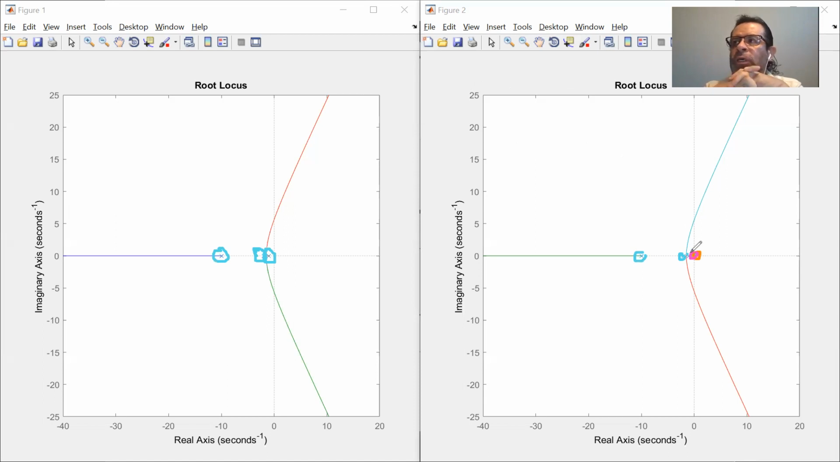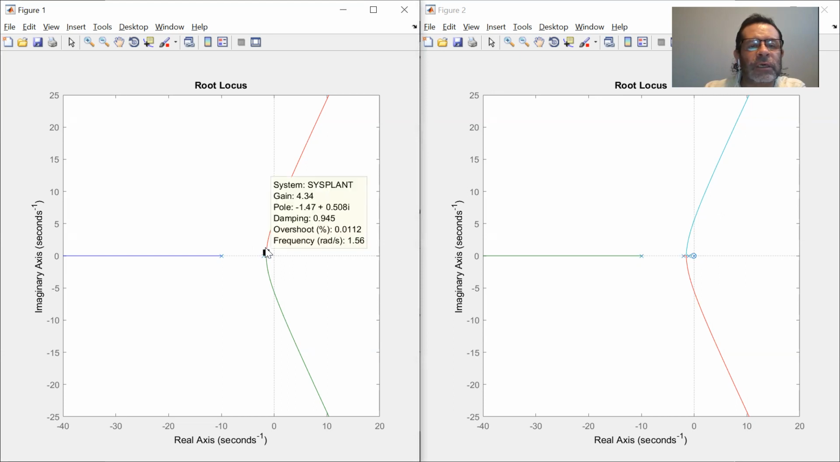Let's assume that we're looking for a value of K for a certain overshoot. Let's assume, I don't know, 10 or 20% overshoot. Okay, so here we've got a 6.17.